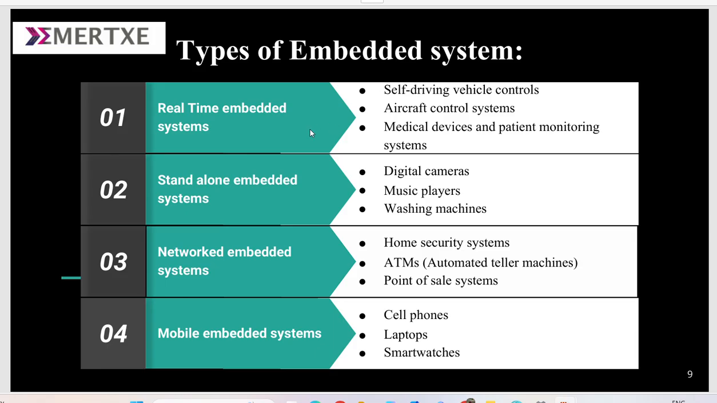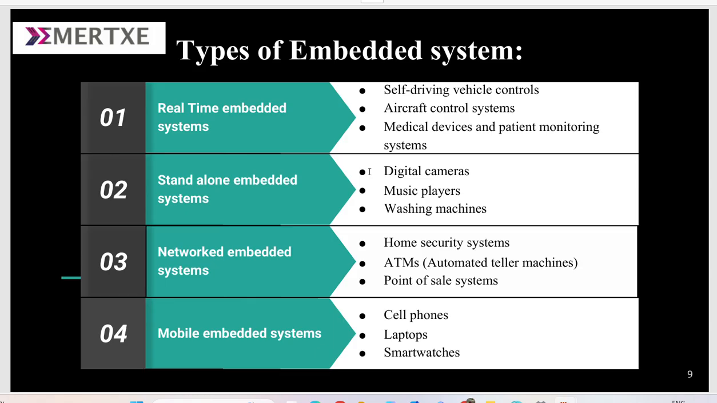Second one, standalone embedded systems. These are digital cameras, music players, washing machines. Washing machines are commonly used in every home. That's why it's a standalone embedded system.